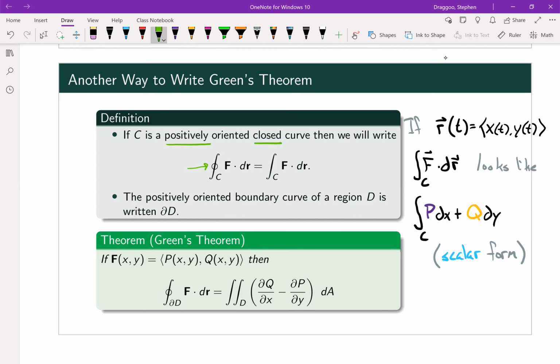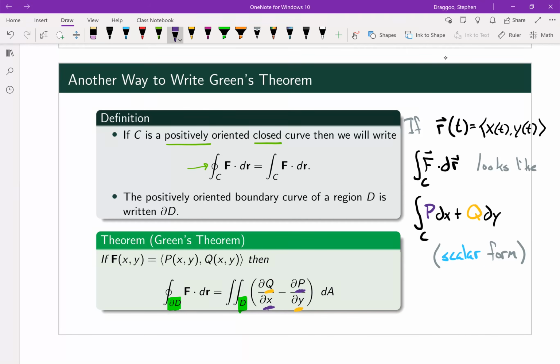We'll also give a different notation for C. If we want to define our region D, that area, oftentimes we'll use delta D to represent its boundary curve instead of C. So if we look at the restatement of Green's theorem, we have delta D and D instead of C and D. Also, P appears on the right and Q appears on the left, even though P is the X component and Q is the Y component of that vector field F. And the partial derivatives that we're taking do not match the component position. So they alternate.